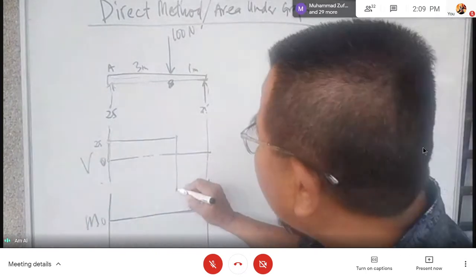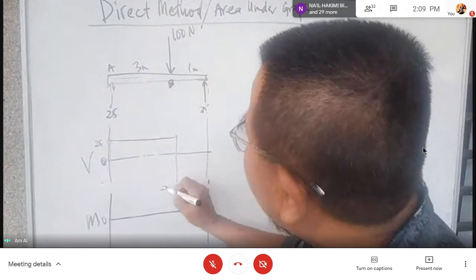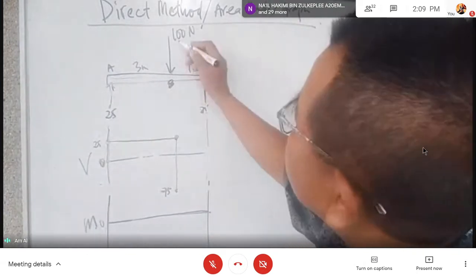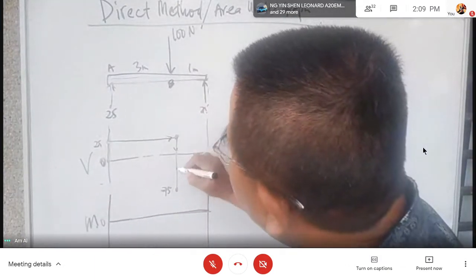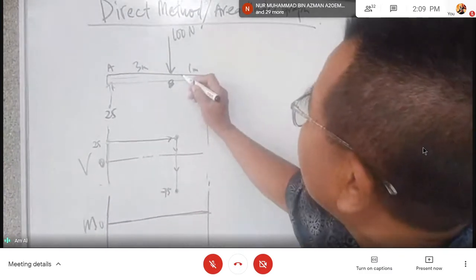So this is minus 75. And then you go, this is minus 75, because from here to here must be 100. Go to the right there and then you go down there. Yeah, you go down 100 there. And then from here, there's no instruction there.